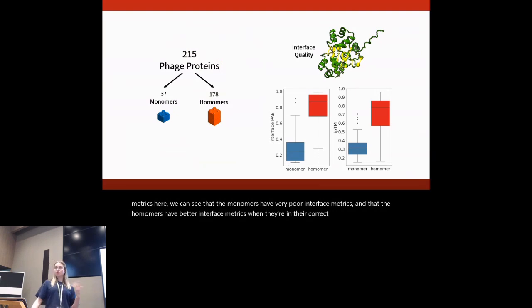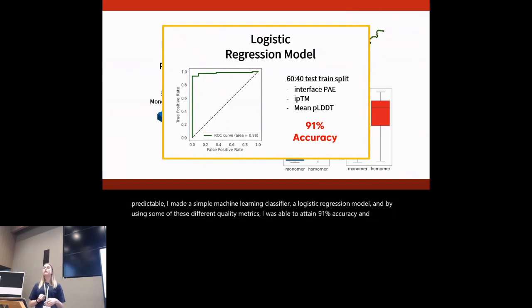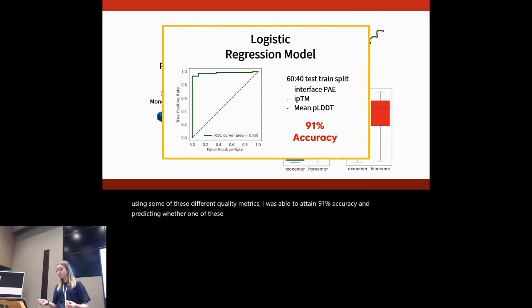To see if this was predictable, I made a simple machine learning classifier, a logistic regression model, and by using some of these different quality metrics, I was able to attain 91% accuracy in predicting whether one of these phage proteins was a monomer or a homomer.